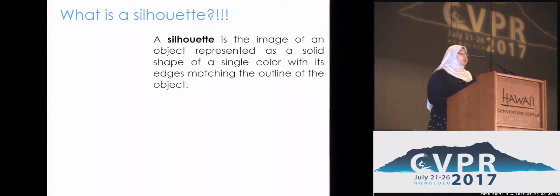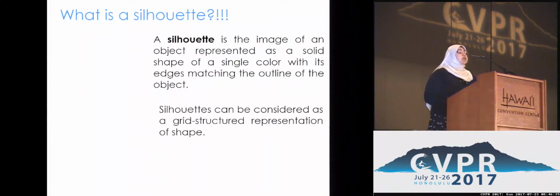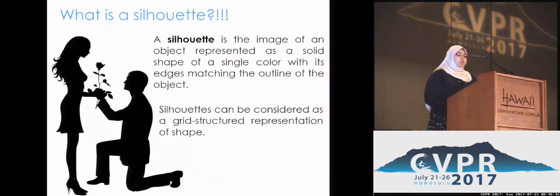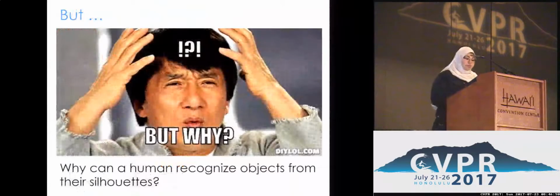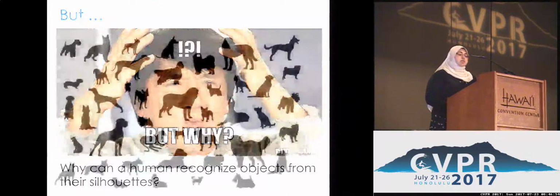Silhouettes are a single color image of an object with its edges matching its outlines. Silhouettes can be considered as a grid structured representation of a shape, where humans can recognize objects from silhouettes. So for this silhouette image, your brain can recognize that there is a gentleman giving a woman a rose. But why can humans recognize objects from their silhouettes?